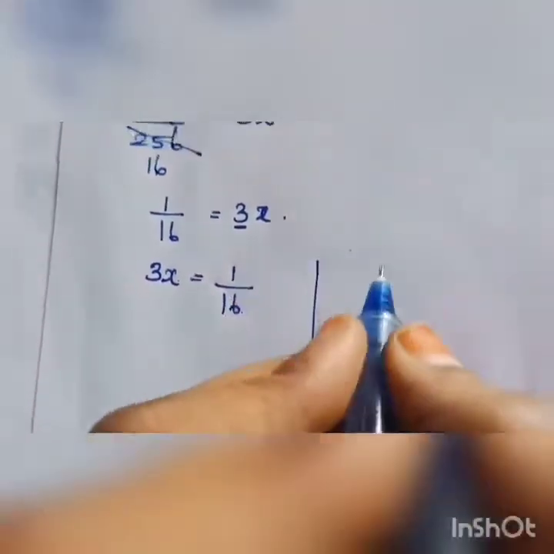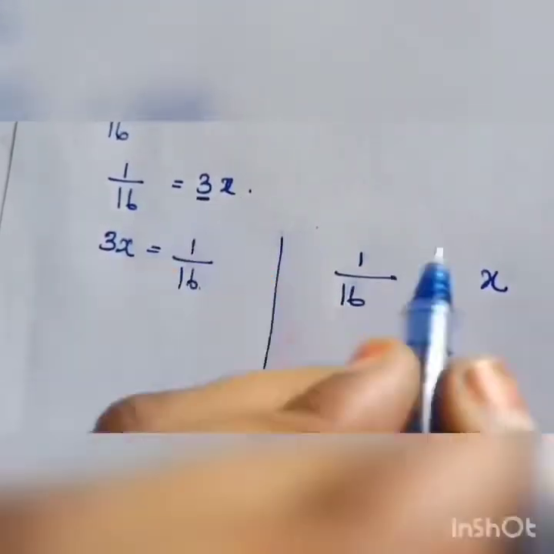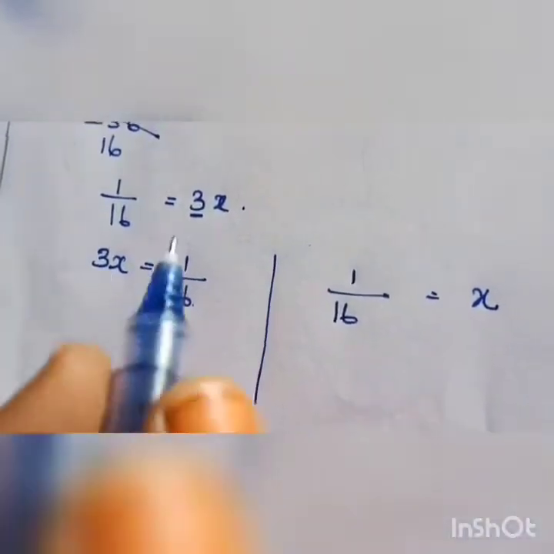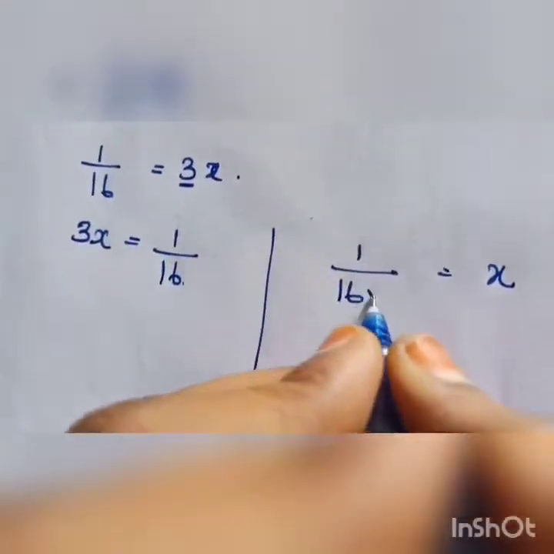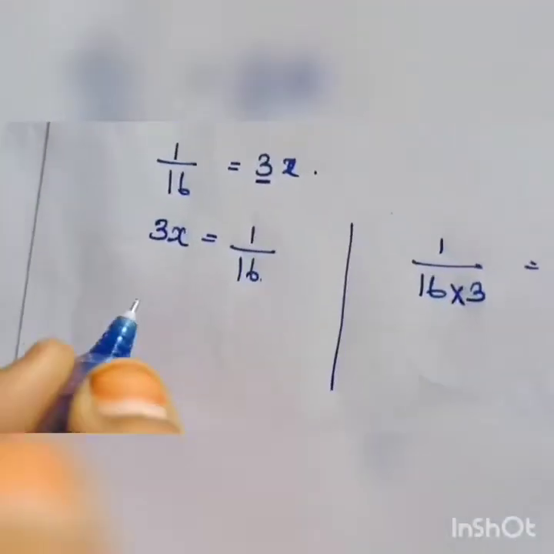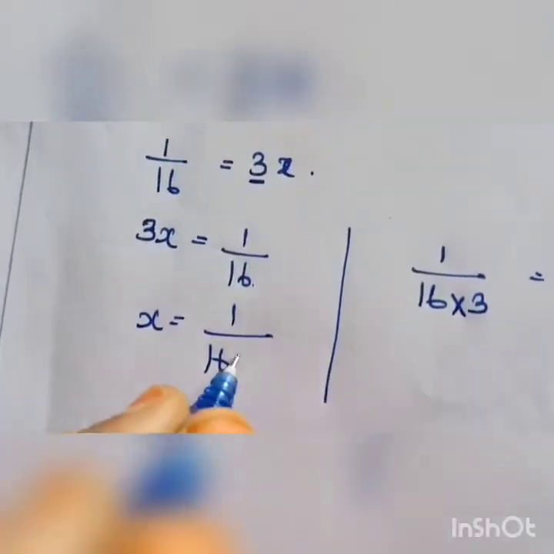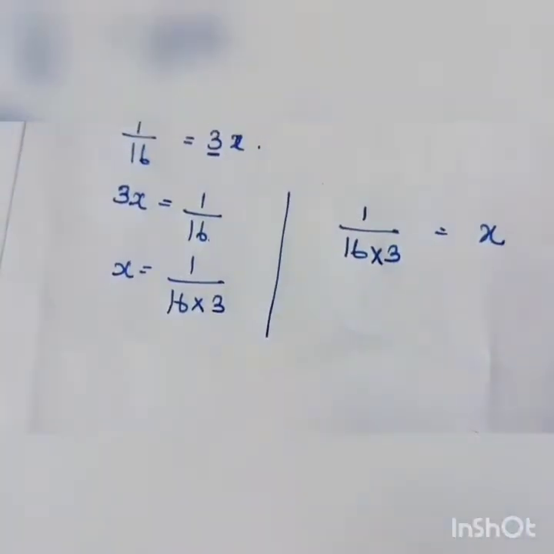Otherwise, another method: we keep the x value on one side and just move this 3 to the other side. When we move the into 3 to the other side, it becomes divide 3. So even if we write it this way, the answer is correct. Otherwise, we interchange and find the x value; just this into 3 becomes divide 3. Both are the same only. Clear?